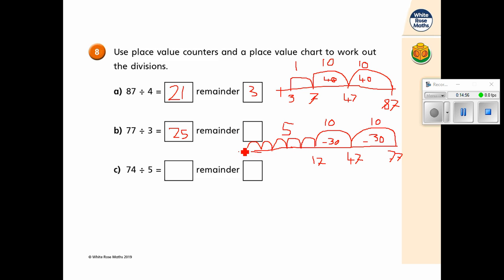And then the remainder, I didn't really talk about that, did I? So 17, 14, 11, 8, 5, 2, sorry. So therefore the remainder will be 2.